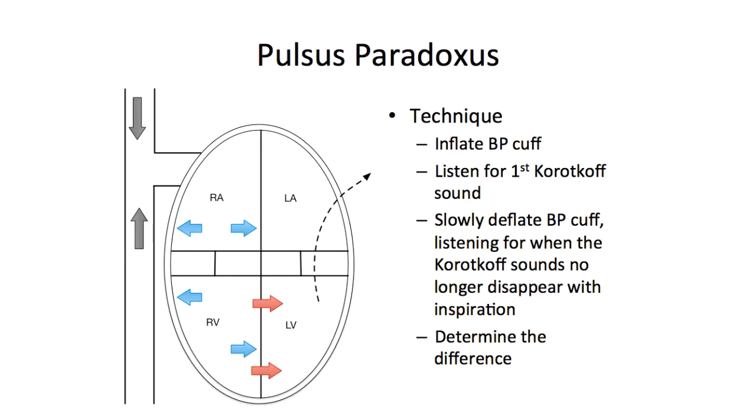In order to measure this, you'll want to inflate your blood pressure cuff and listen for the first carotid cough sound. Slowly deflate the blood pressure cuff, listening for when the carotid cough sounds no longer disappear with inspiration. At this point, determine the difference.